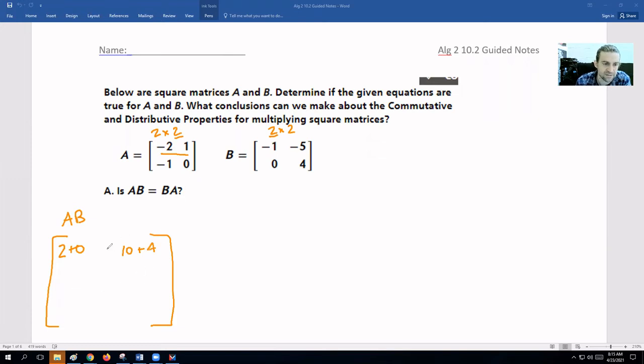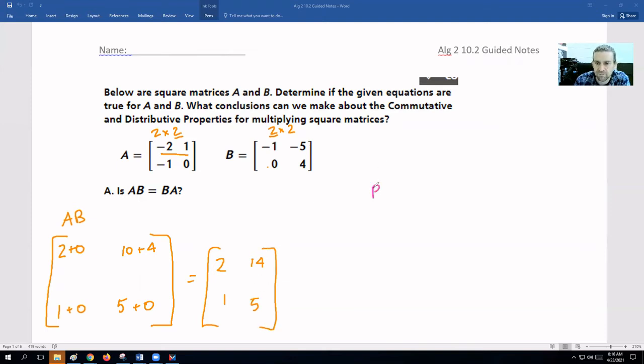Next, what we could do here is the second row, first column. -1 times -1 is 1. 0 times 0 is 0. And second row, second column, to get this last one here: -1 times -5 is 5. 0 times 4 is 0. All right, so what does that simplify to? 2 plus 0 is 2. 10 plus 4 is 14. 1 plus 0 is 1. 5 plus 0 is 5. So we got a 2, 14, 1, 5 matrix.